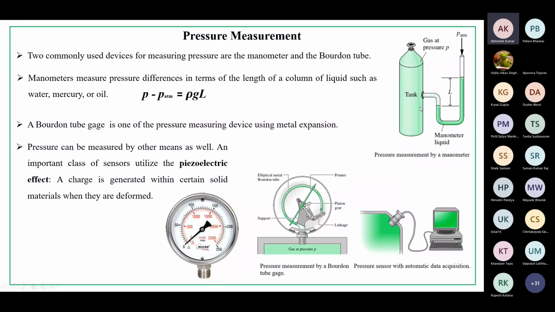Apart from these conventional methods like the U-tube manometer and the slightly more advanced Bourdon pressure gauge, we have some other gauges also, like those using the piezoelectric effect. There are electronic sensors inside.